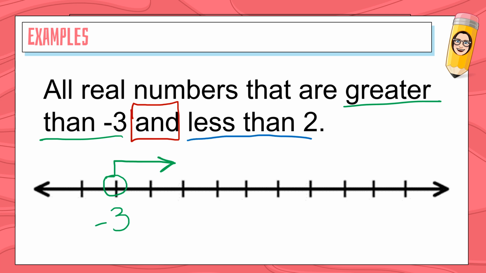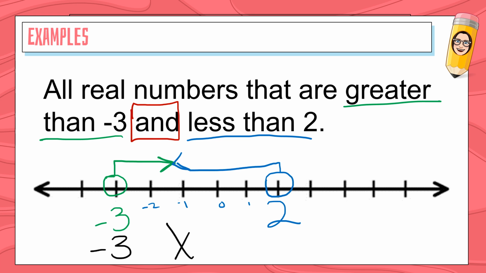So let me create a good number line. -3, -2, -1, 0, 1, 2. Right? Make sure it's accurately numbered. Less than 2. That's an open circle going left. Do you see how they meet in the middle? They meet in the middle. And a way to write that could be x in the middle, smallest number, biggest number. We point to the smaller number. We open the bigger number.